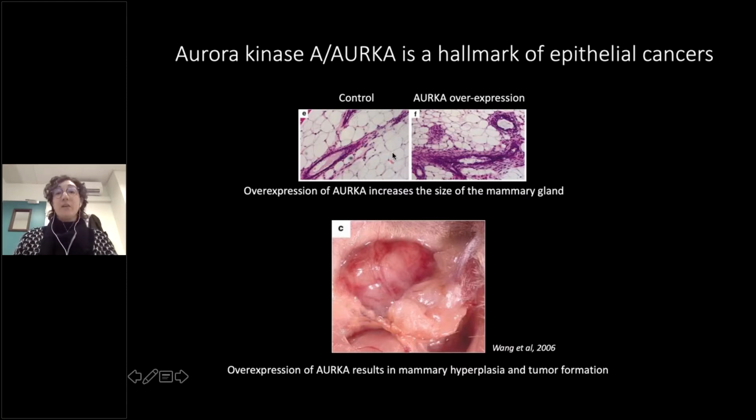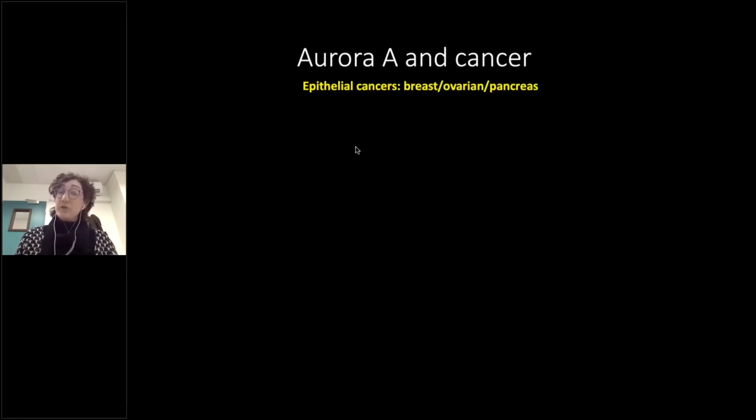And you can see that the overexpression of Aurora A indeed increases the size of the epithelial cells of the mammary gland, here indicated in purple, compared to a control situation. What we do know is that the overexpression of Aurora A results in mammary hyperplasia and in tumor formation, both in mouse and in humans. We also know today that Aurora A is a very multifunctional protein which has a plethora of substrates, and it is highly implicated in cancer.